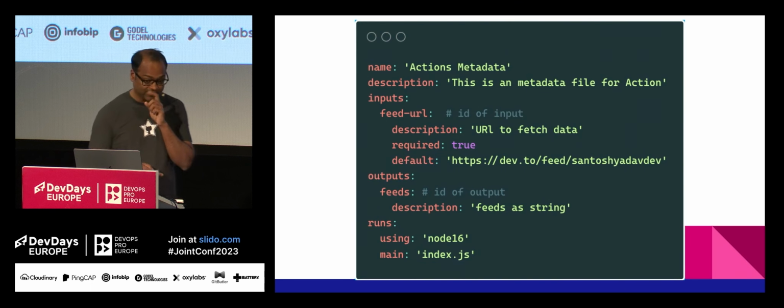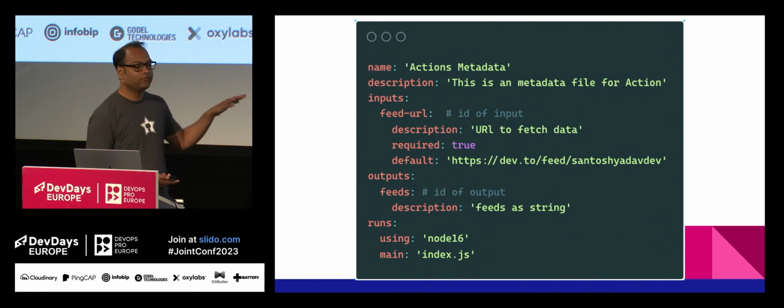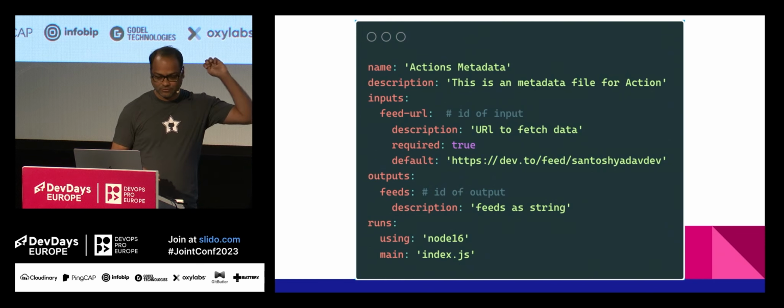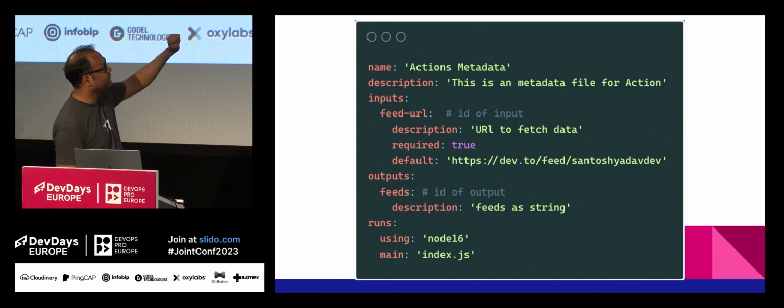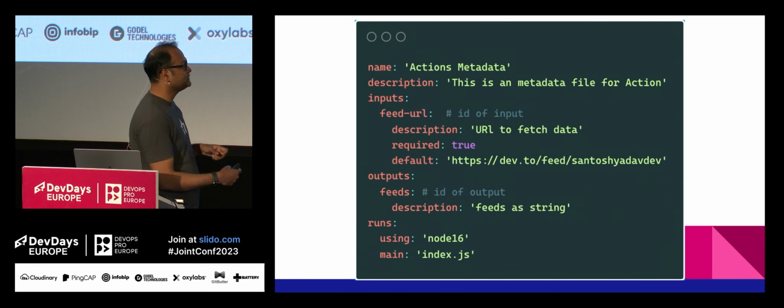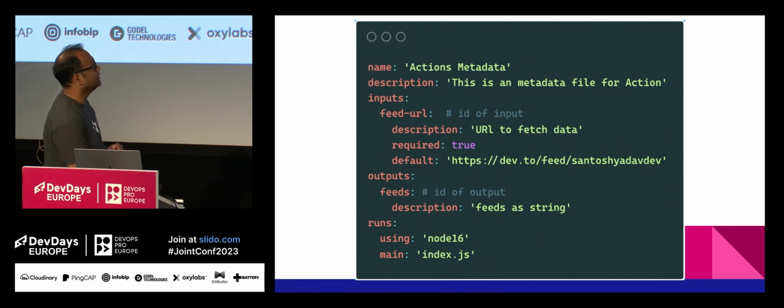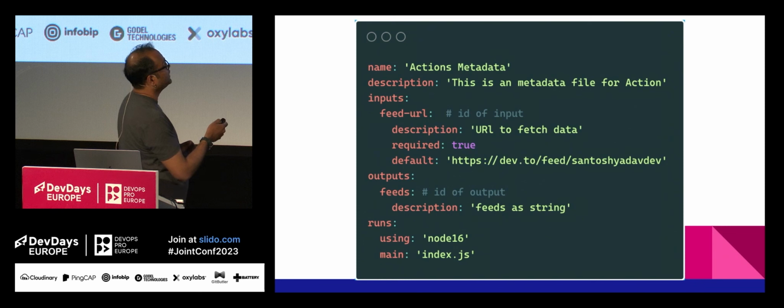So let's see the metadata file. This is how your metadata file looks like. You have to keep this in your root, so it should be available in your root folder. GitHub can read this and give you an option to publish this to the marketplace. All the information is here. I'm saying, okay, this is the name, this is the description, and then I'm saying these will be my inputs. So feed URL will be my input.